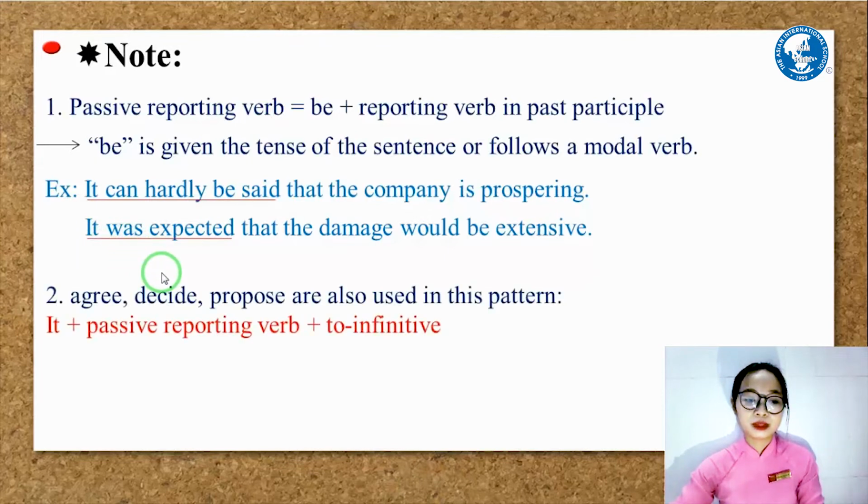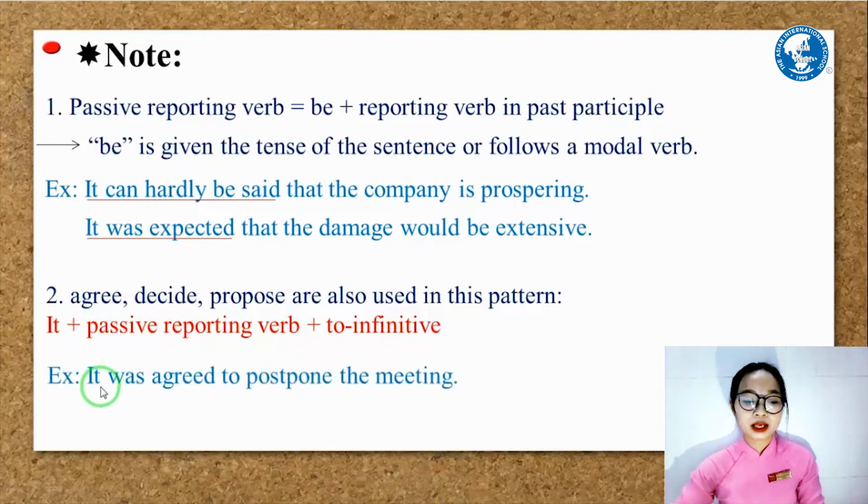Number 2. Aside from pattern number 1, agree, decide, propose are also used in this pattern. It goes with passive reporting verb and to infinitive. For example, it was agreed to postpone the meeting, which is in the pattern number 1. It can be, it was agreed that they will postpone the meeting.